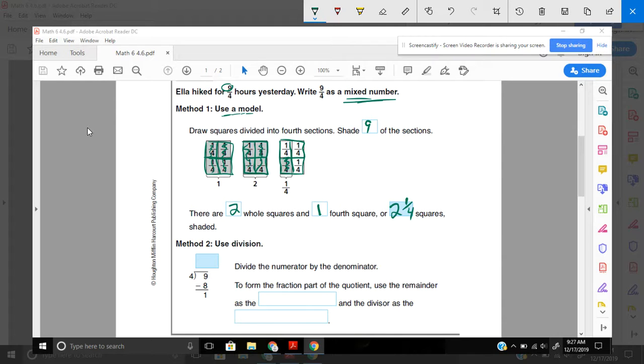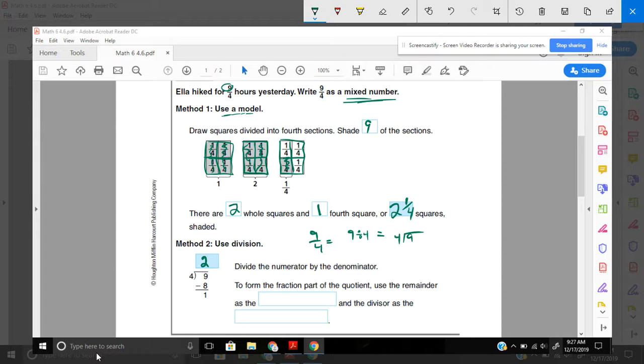The other method that you could use would be just to use division. Remember that 9/4 is the same thing as 9 divided by 4, which is the same thing as 9 divided by 4 this way in long division. Remember, your top number goes inside. Okay, so divide the numerator by the denominator. 4 goes into 9 how many times? 2 whole times, and 2 times 4 is 8. Subtract, and you'd be left with 1.